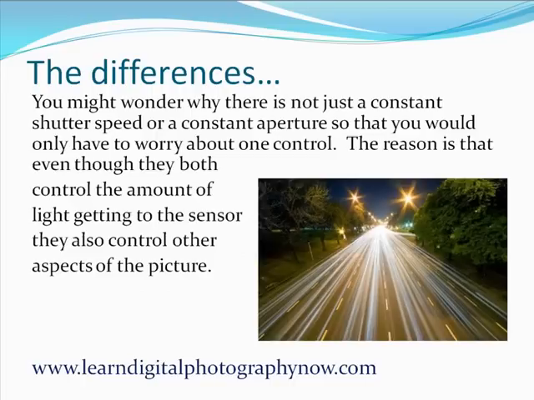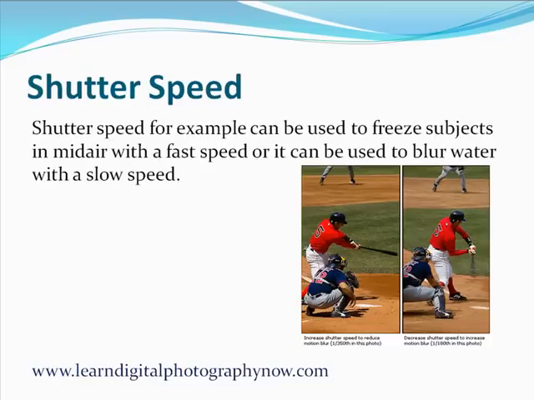You may wonder why there is not just a constant shutter speed or a constant aperture so that you would only have to worry about one control. Well, the reason is that even though they both control the amount of light getting into the sensor, they also control other aspects of the picture. Shutter speed, for example, can be used to freeze subjects in midair with a fast speed, or it can be used to blur subjects with a slow speed.